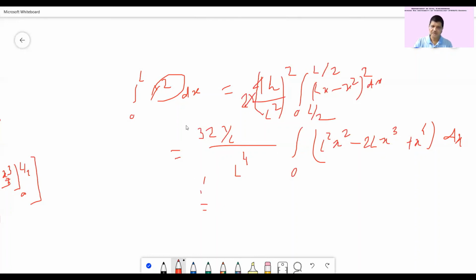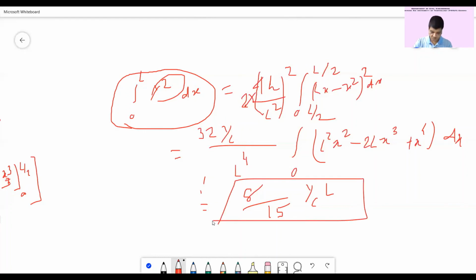If you do the integration, you can directly write down the integral from 0 to L of y square dx. This is nothing but 8 by 15 into yc square into L. So this is the standard value of y square dx. For any parabolic arc, the integration of y square dx from 0 to L will give the value 8 by 15 yc square into L. This is the value that will come for this integration for parabolic arcs.